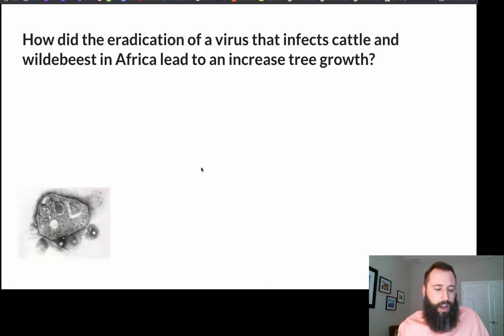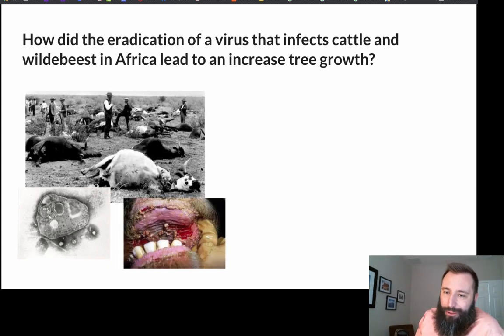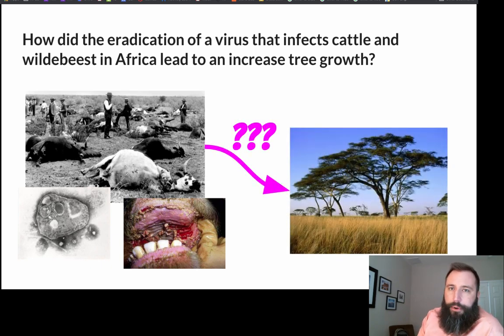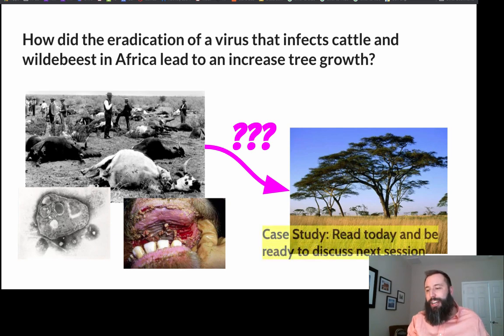There's all of these consequences here in ecology when we talk about this stuff, these unintended consequences. And so how did the eradication and the vaccination for the rinderpest virus in the 1950s that infects both cattle and wildebeest in Africa lead to an increase in tree growth? How is it that when getting rid of that virus that was controlling wildebeest and cattle populations in Africa, how did that ultimately increase the number of trees, the density of trees in an area? It's kind of a fascinating story that we'll get into with our case study that's available on Canvas.